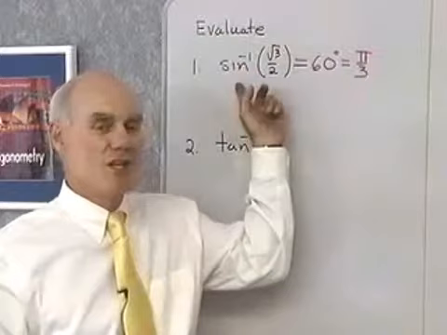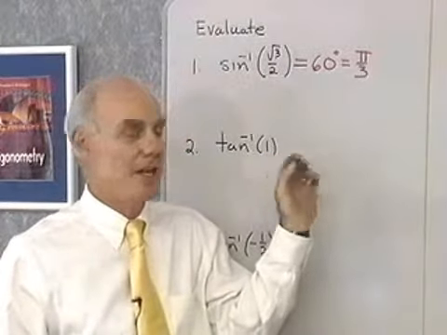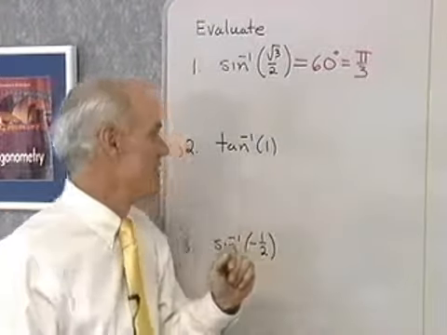So when I see this notation, I know that the angle I'm talking about has to be between negative 90 and positive 90, and its sine must be square root 3 over 2. Let's look at our next problem.